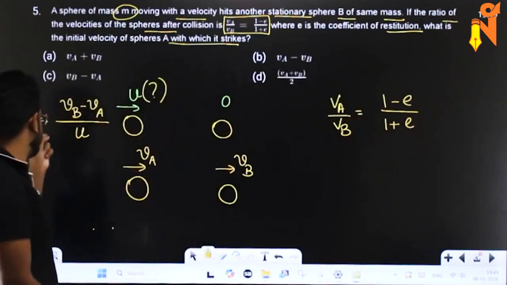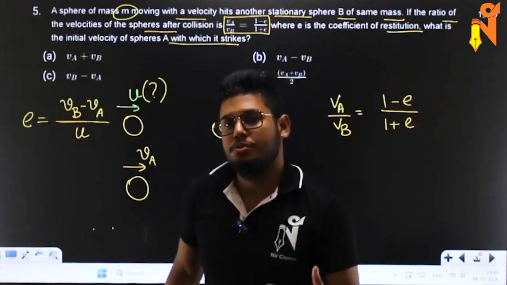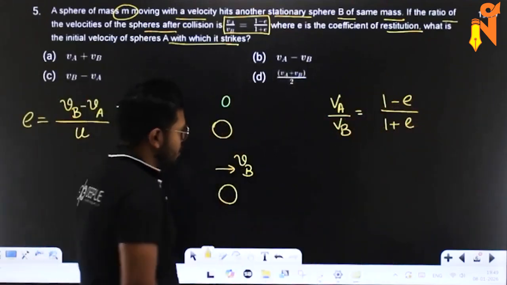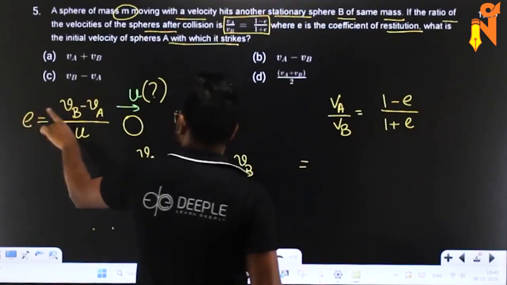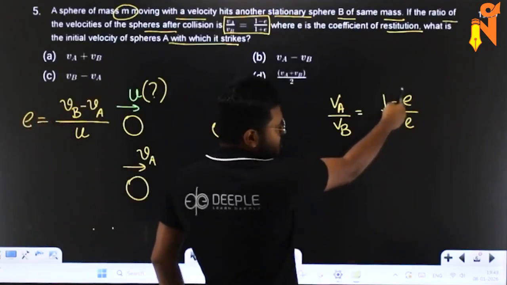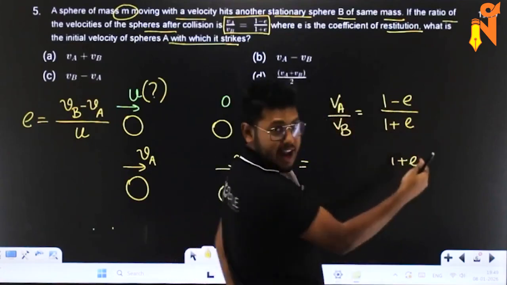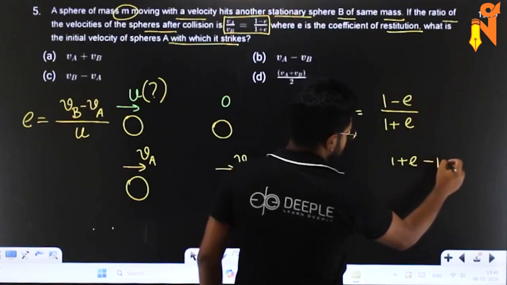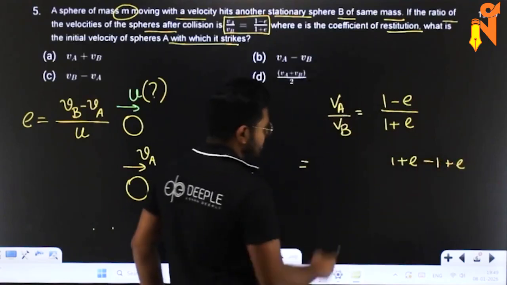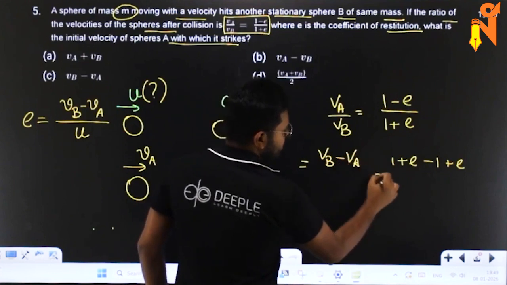Now I will try to come to that format. You see there is only E, but I have got some 1 plus E, 1 minus E stuff. So I would try to do something like componendo dividendo. What's my idea here? I want just to have E, right? Just to have E, I will subtract them, denominator minus numerator. So 1 plus E minus 1 plus E, right? So this thing will be Vb minus Va, right?